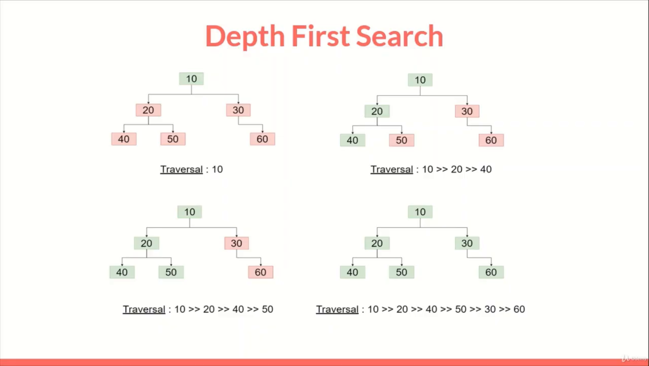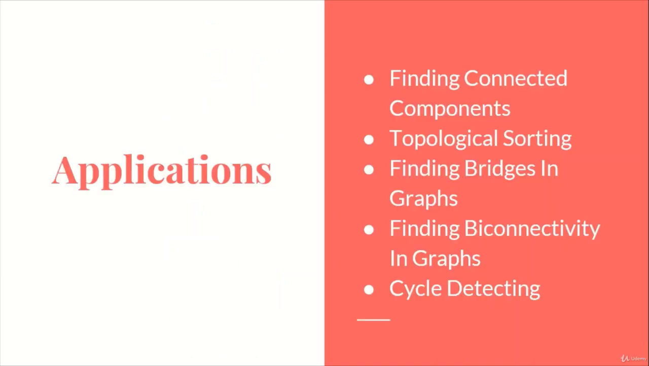Here is a typical example of a DFS wherein we followed the three-step procedure for each iteration. In the first iteration, we get the value 10, followed by 20, 40, followed by 50, and finally 30 and 60. There are various applications of DFS, some of which include finding connected components, topological sorting, finding bridges in graphs, finding biconnectivity in graphs, and cycle detecting.